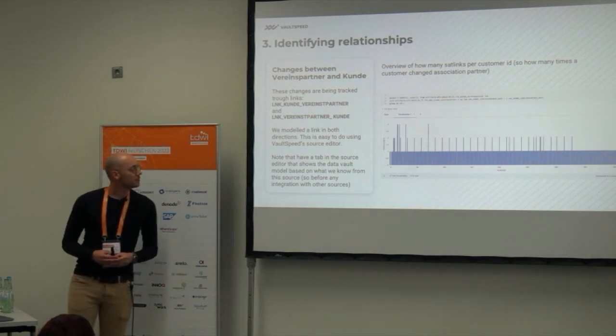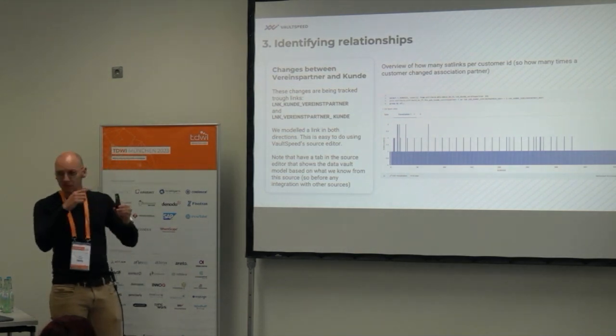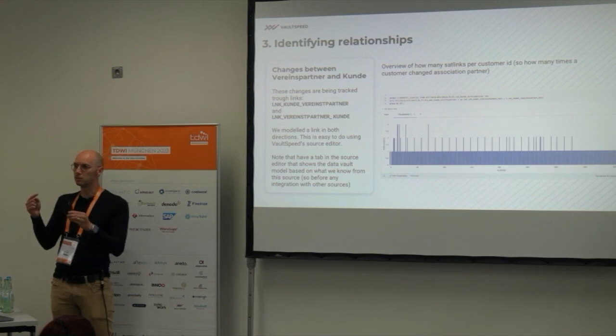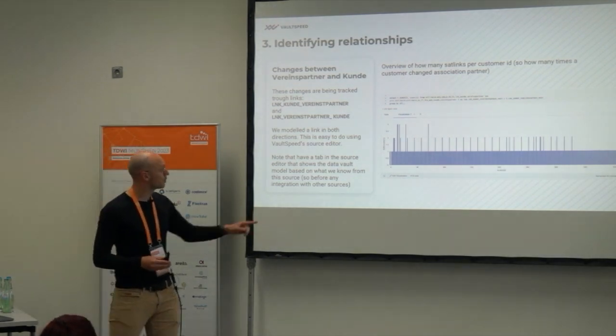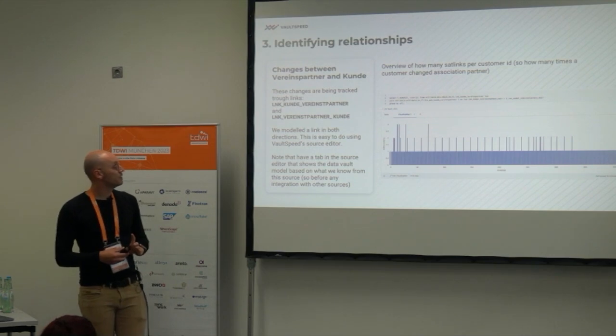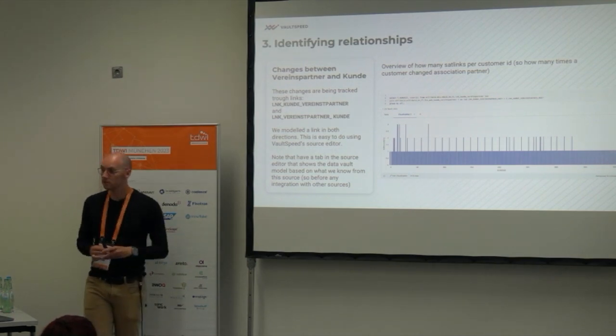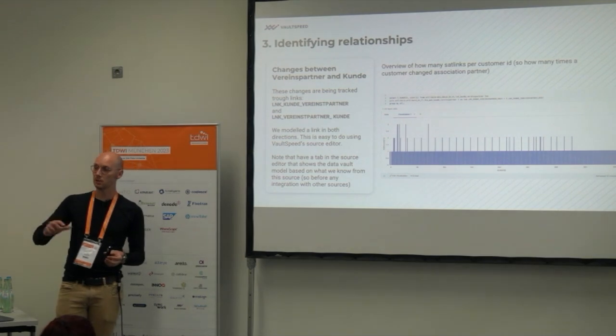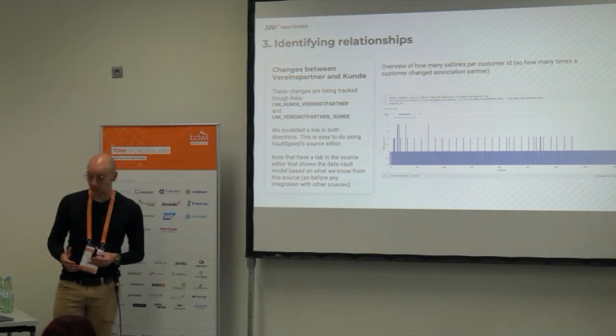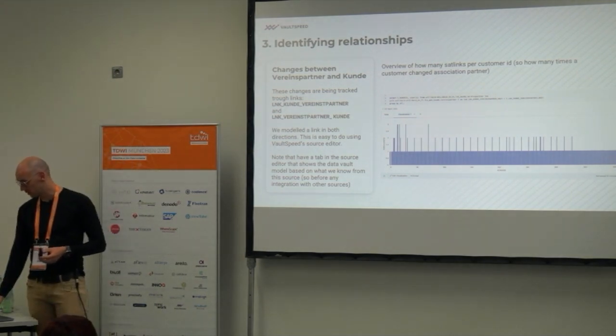And then in the data, I started looking for what the history is between people that change from association partner or Vereinspartner. So you had a few occurrences where they had three changes. In each load there was a change, and the customer changed association partner. All captured in the history of that link.